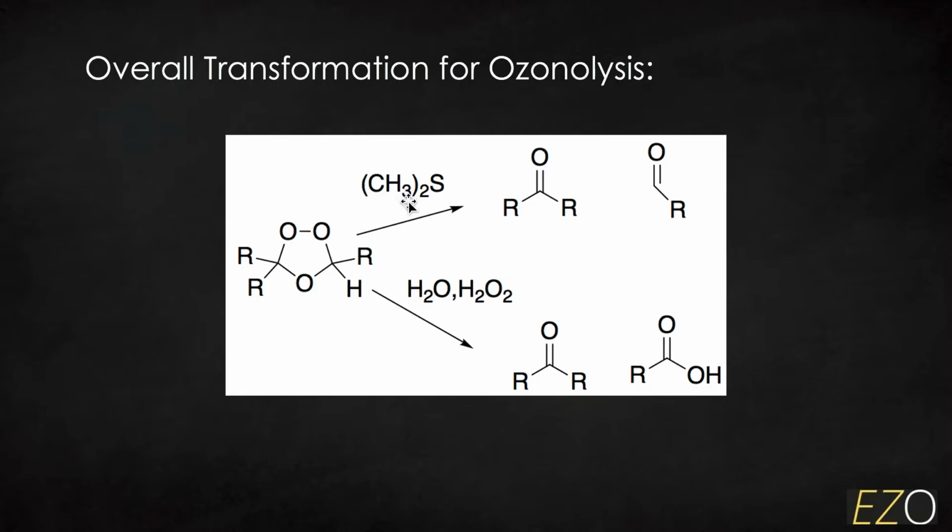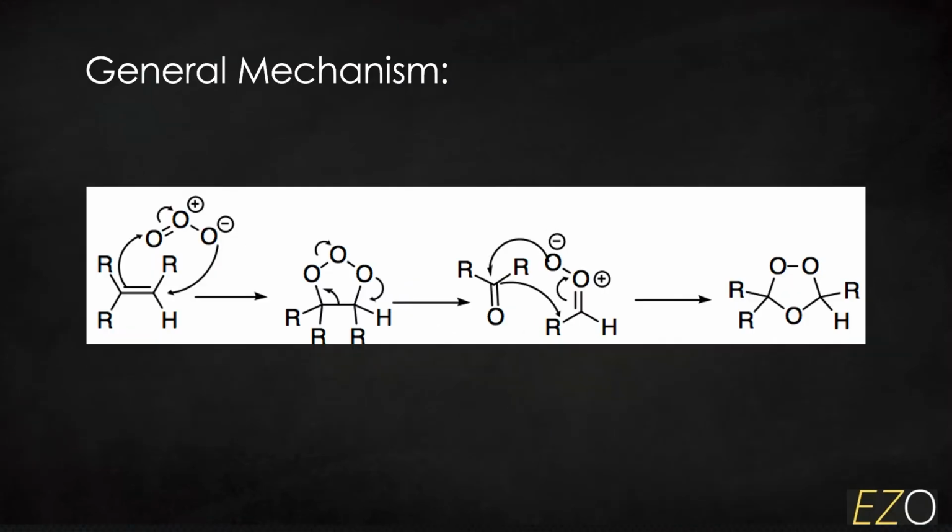So the (CH3)2S will cause that side to become an aldehyde, but you could also add, instead of this (CH3)2S, H2O as well as H2O2 in order to create carboxylic acids as well as the same ketone as mentioned before. So this is the general mechanism for the first part.